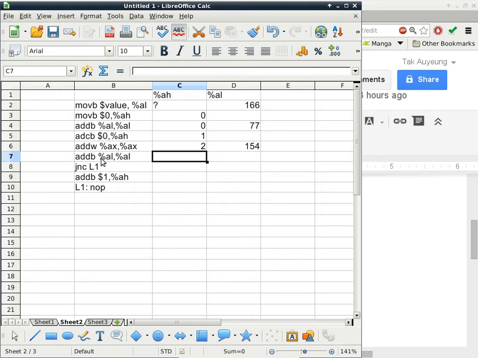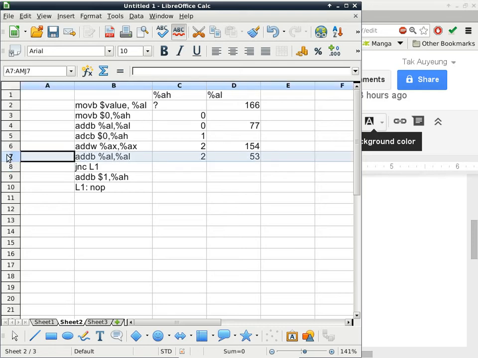And then we have add B, AL again. So once again, I'm going to use a mod operation here. 2 times 154 mod 255 is 53. Nothing is happening to AH in this case because it's an operation that only works on AL. How about the carry flag after line 7? Yes, the carry flag is set, because 154 plus 154 is greater than or equal to 256, and therefore the carry flag is set.